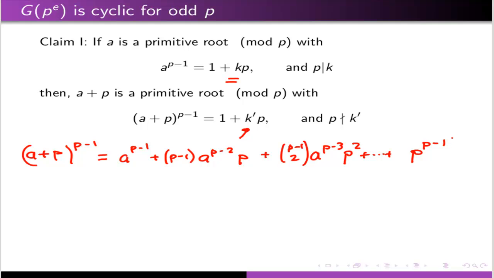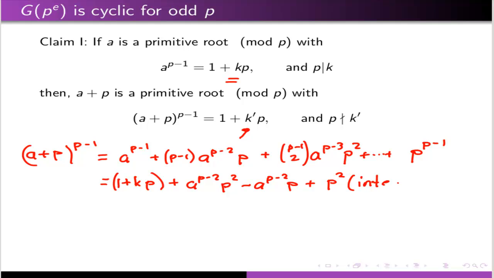Okay, now where is the 1 following from? Well, a to the p minus 1 itself is 1 plus kp. So we got a 1 plus kp right there. And then I've got a to the p minus 2 times p squared minus a to the p minus 2 times p plus, and then all of these factors clearly have a p squared sitting as a factor. So let's just write p squared times some integer here.